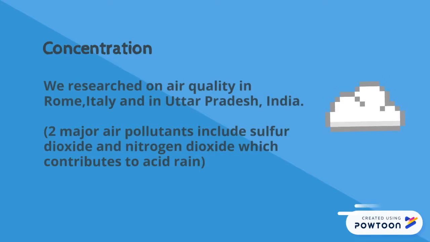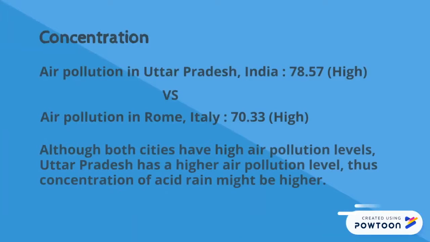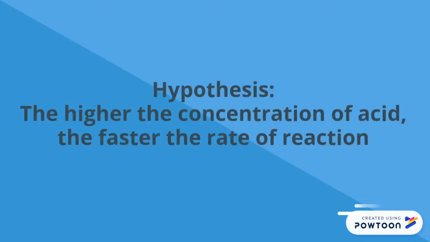We researched air quality in Rome, Italy, and in Uttar Pradesh, India, as two major air pollutants include sulfur dioxide and nitrogen dioxide, which contribute to acid rain. From what we researched, air pollution in Uttar Pradesh, India is 78.57, while in Rome, Italy, it is 70.33. Both are considered high, but Uttar Pradesh has a higher air pollution level, thus the concentration of acid rain there might be higher. Our hypothesis is the higher the concentration of acid, the faster the rate of reaction.